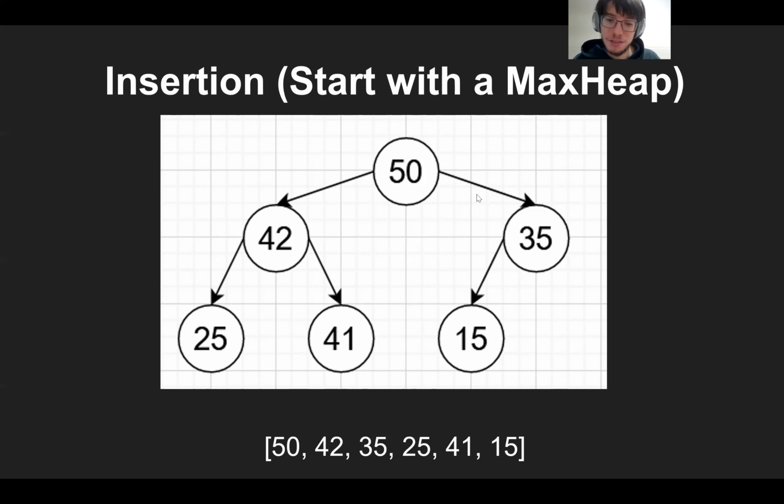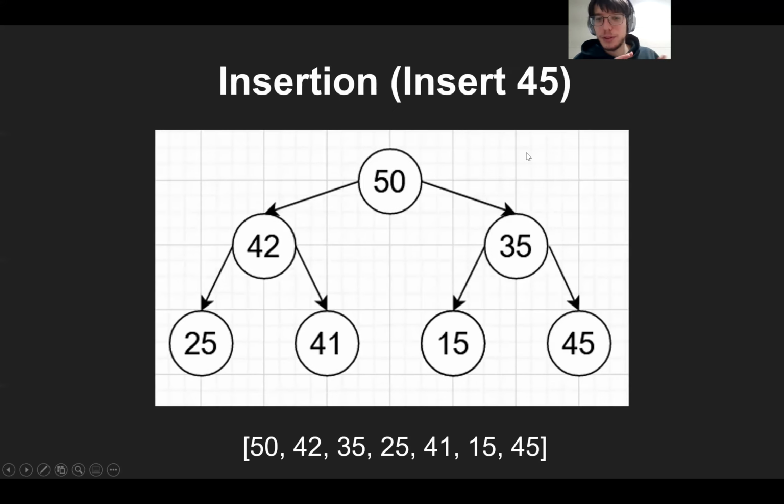Well, actually, we didn't really see. So yeah, the first thing you do is this. You insert 45. So 45 is going to go, for insertion, you just add it to the end of your array. And when you add it to the end of your array, in terms of the tree representation, that just looks like adding it to the last available, or the first available place.